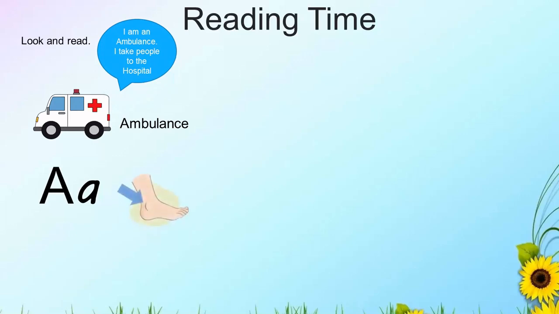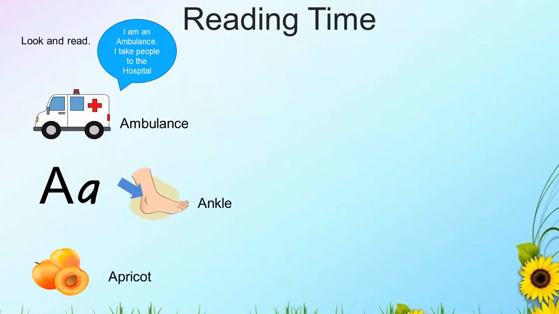Next is A, A, ankle. Touch your ankle, kids. Where is your ankle? A, A, ankle. Okay, next is, wow, a yummy fruit. What is the name of this fruit? Apricot. A, A, apricot. These all are the sounds of letter A.